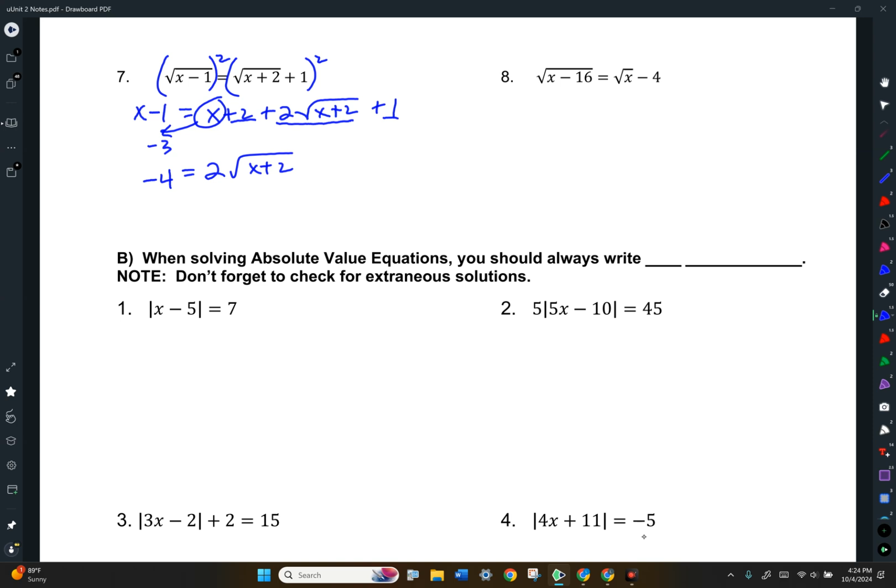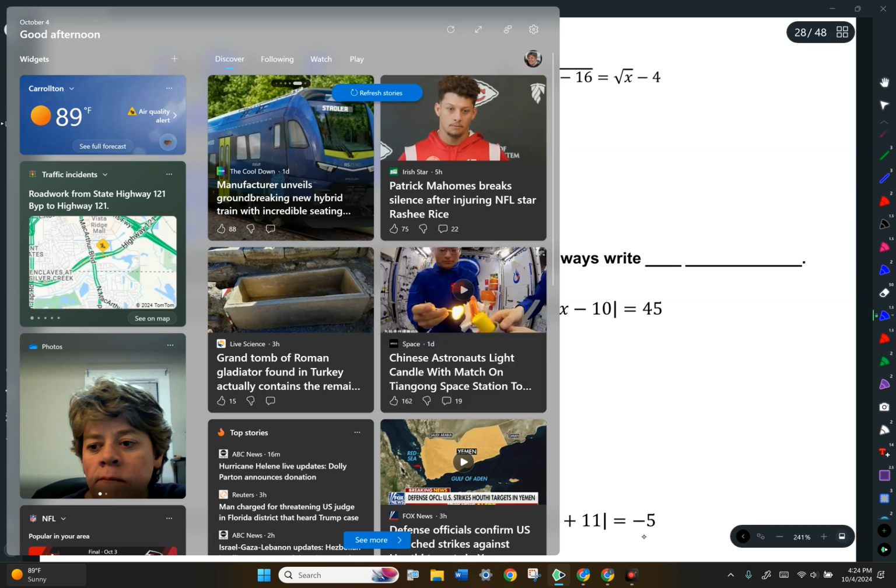Okay, so again, you could square both sides, but I think I'll go ahead and divide by 2. So negative 2 equals the square root. So now I can square both sides. And I'm going to have x plus 2 on the right equals 4 on the left. So x equals 2. Whoops. Okay.